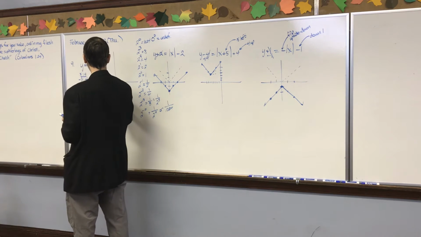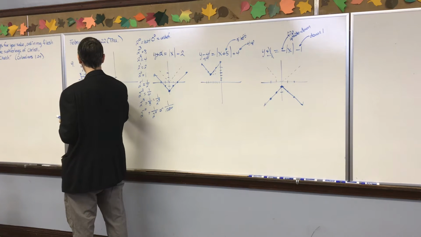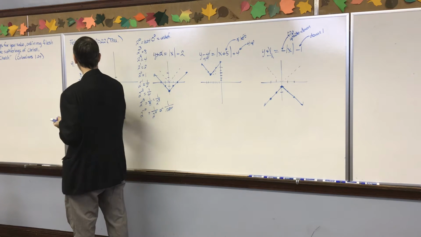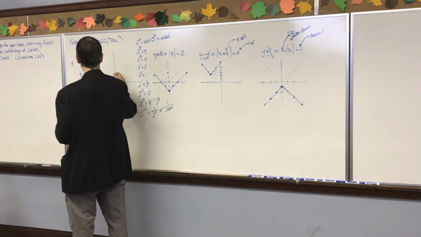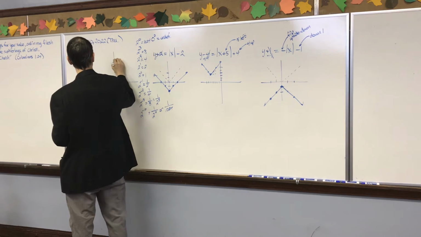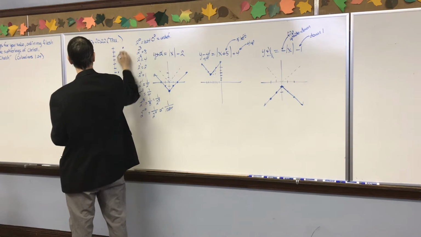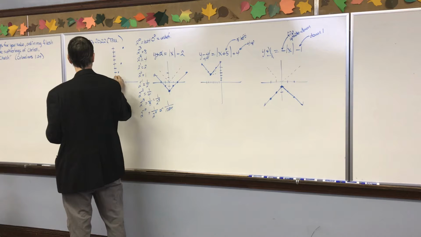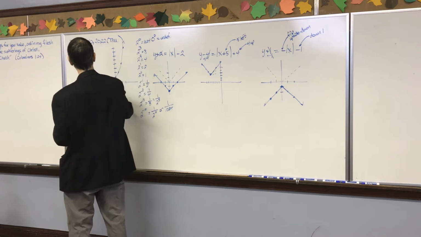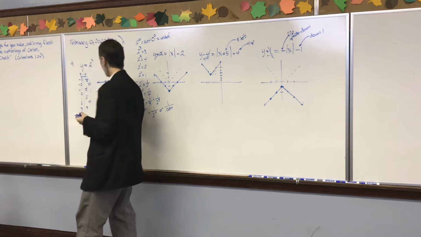Negative 2 comma 1/4, which is kind of here. Negative 1 comma 1/2. 0 comma 1. 1 comma 2. 2 comma 4. 3 comma 8. Looks like this. It's going to torpedo up, and it's actually going to flatten off here.